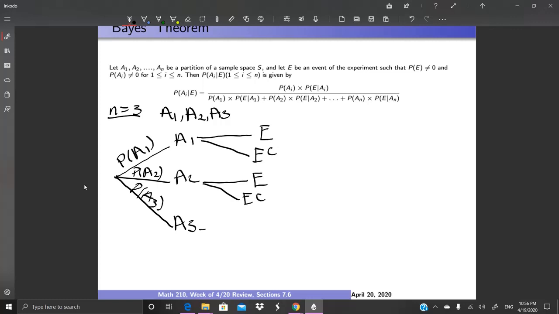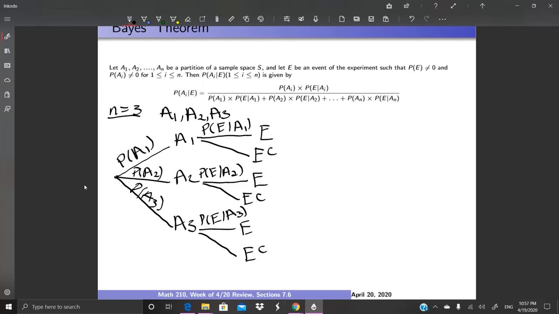So E complement, E complement, E complement, right? And then along these, you put the probabilities again. So remember that this is the probability that the event E occurs given that A1 has occurred, right? So here you'd say this is the probability of E given A1. Here you'd say the probability of E given A2. Here, this is the probability of E given A3, right?